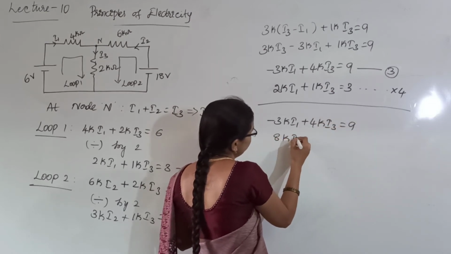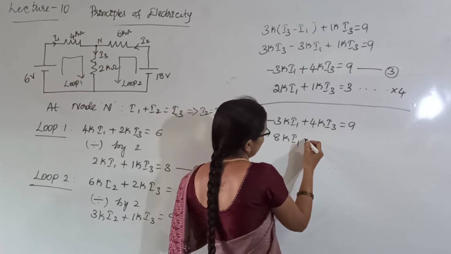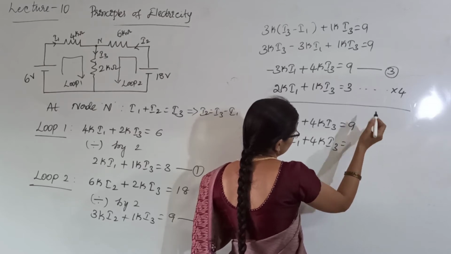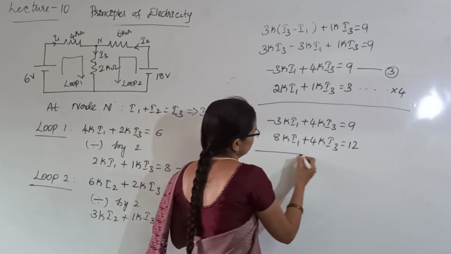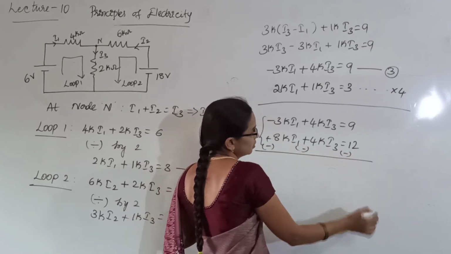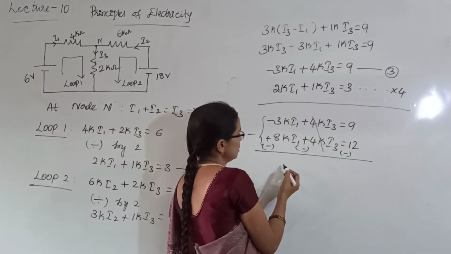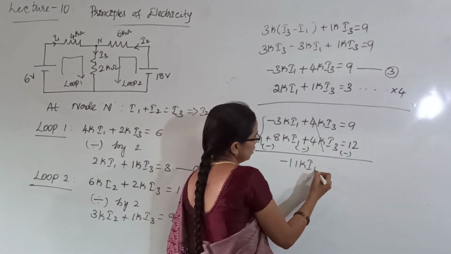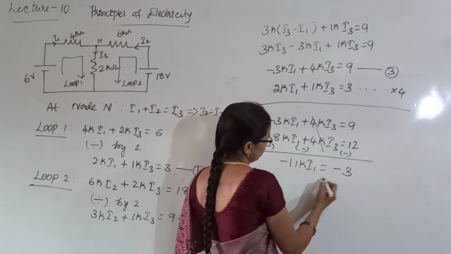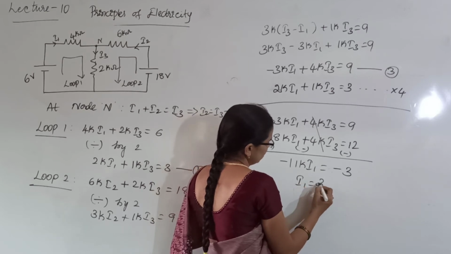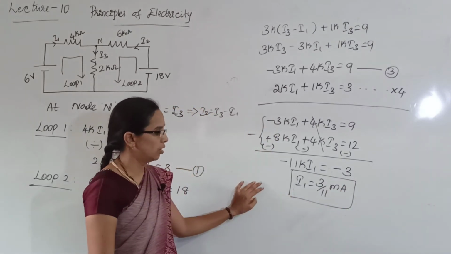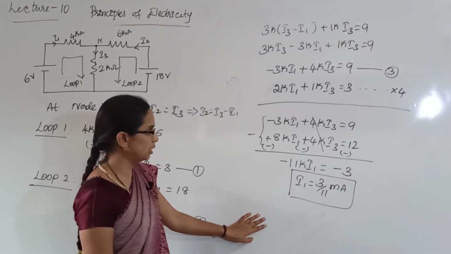It is 8k I1 plus 4k I3 is equal to 12. If I subtract this, all the signs change, cancel this, minus 11k I1 is equal to minus 3. I1 is equal to 3 by 11 milliamperes. I1 value we have got as 3 by 11 milliamperes.